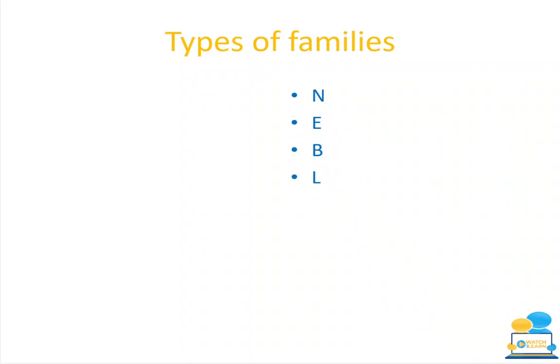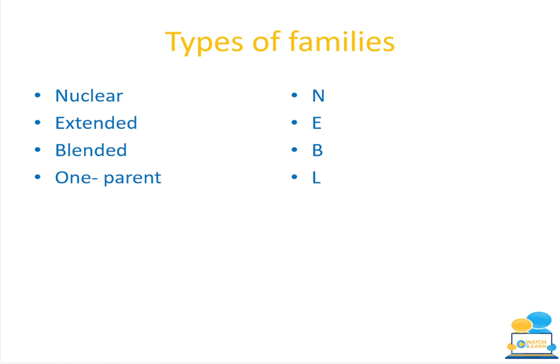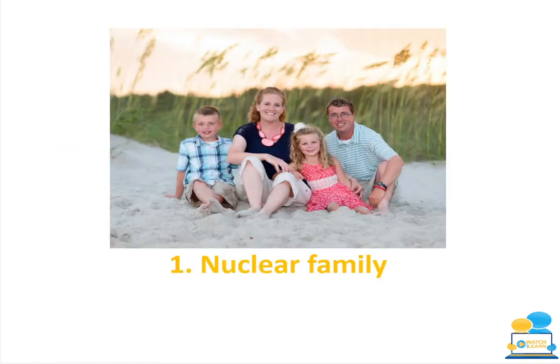So there are 4 different types of family structures. You need to be able to state, explain and give examples. I use the acronym NEBL to help students remember. So we have N for nuclear, E for extended, B for blended and L for other parent or lone parent. You can either call it other parent, one parent or lone parent.